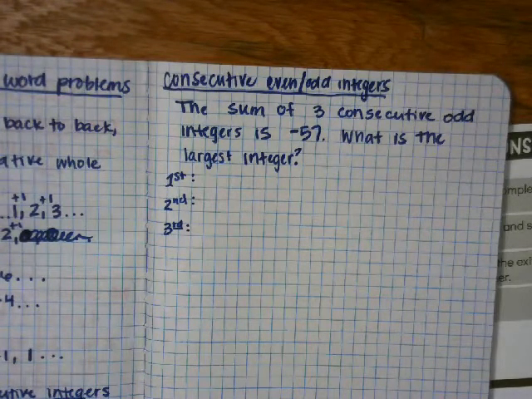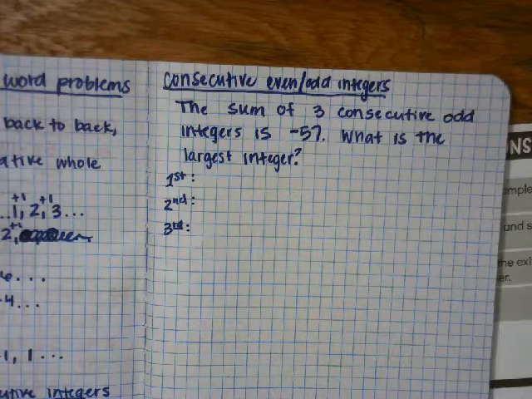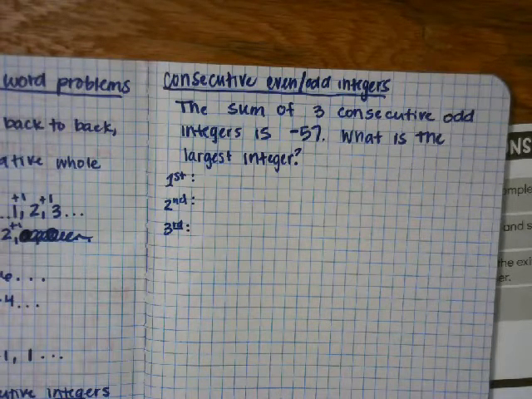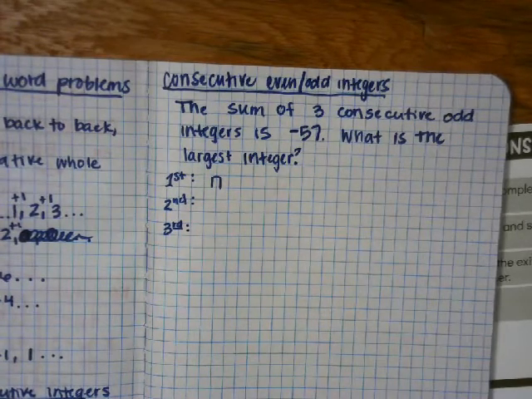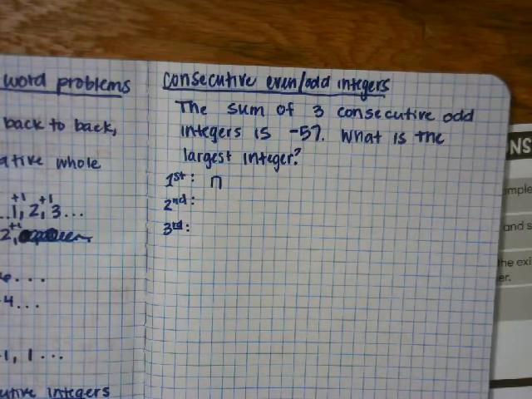Our first integer is always the same thing. Whether we're talking consecutive or even or odd consecutive, you always just start with an unknown. So we have n. If you want to use x, you can, or m, or d, whatever letter makes you happy.